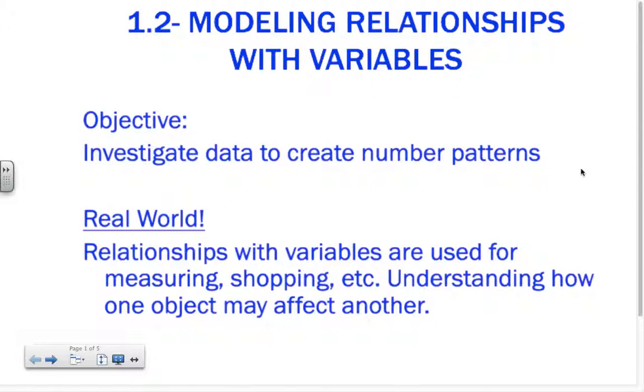Okay, so today's lesson is 1.2, modeling relationships with variables. Our objective is to investigate data to create number patterns. Real-life application: you can talk about relationships with variables used for measuring, shopping, certainly all over the place, but it's also used for understanding how one object may affect another. It's certainly going to be seen in your everyday life.